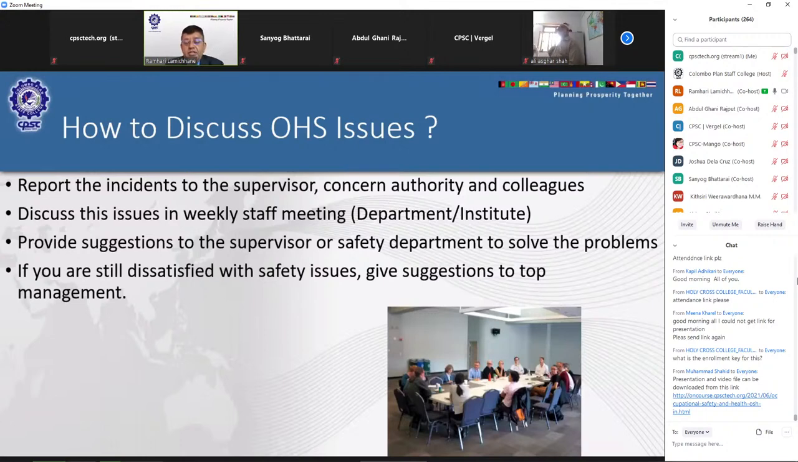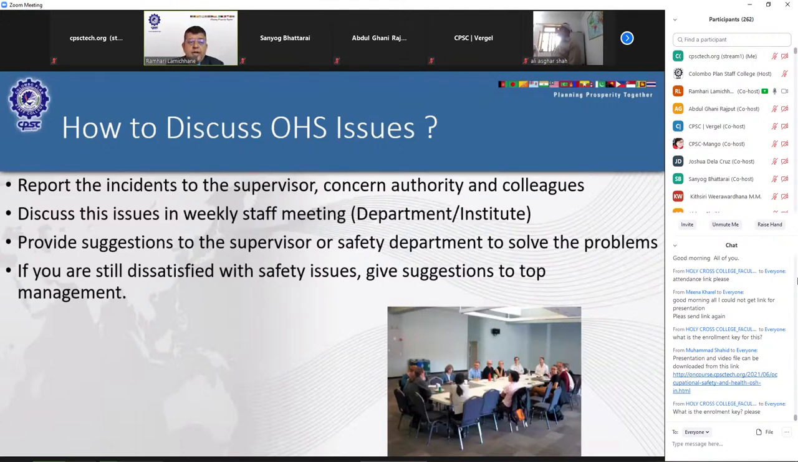In our institute, there might be an OHS department, but if we do not inform the incident to the OHS department or the right persons, and if we inform the wrong persons, the response might not happen. The precaution might not take place. So a big accident can happen if we do not communicate and report properly. That's why report the incident to the supervisor or concerned authority and colleagues. If we can't find the concerned authority, we have to share it with our colleague, our teammate. That is also very important.